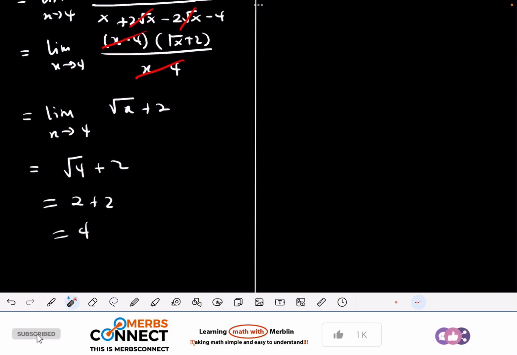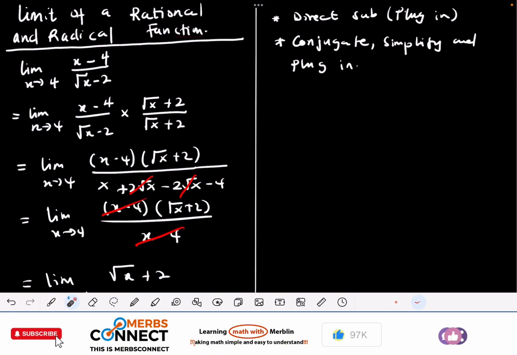So that is the idea of how we can combine a limit of a rational function and a radical function. Do direct substitution. If it doesn't work, find a conjugate, simplify, and do direct substitution. In the next video, we are going to talk about how to evaluate a limit when we have a trig function.